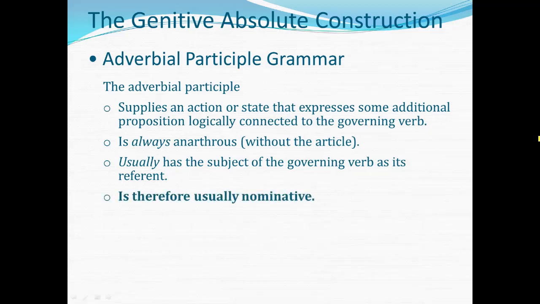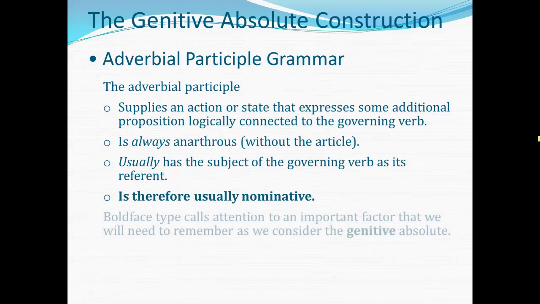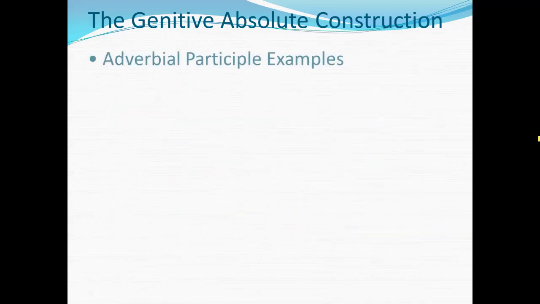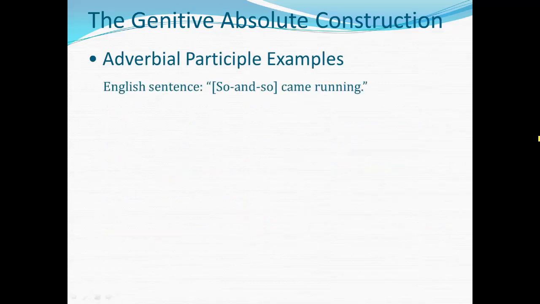The adverbial participle is therefore usually nominative. And you see the bold-faced type here calling attention to an important factor that we'll need to remember as we consider the genitive absolute. Now some examples of adverbial participles. We're going to take a sentence I've already used about somebody coming running, and we're going to play with it with different subjects involved to see how the adverbial participle behaves.